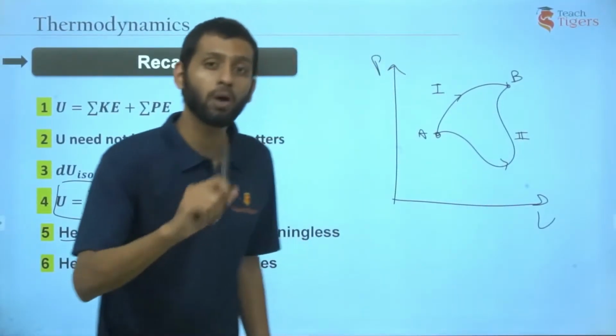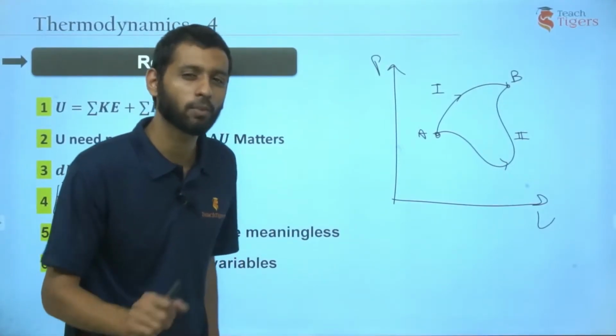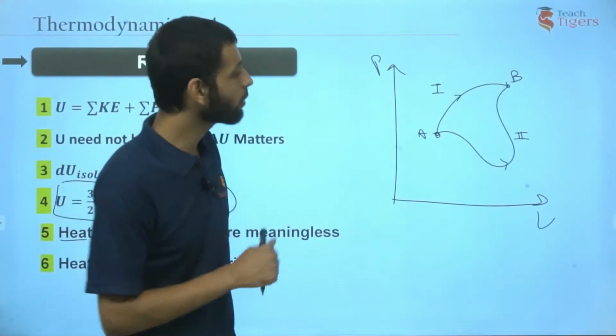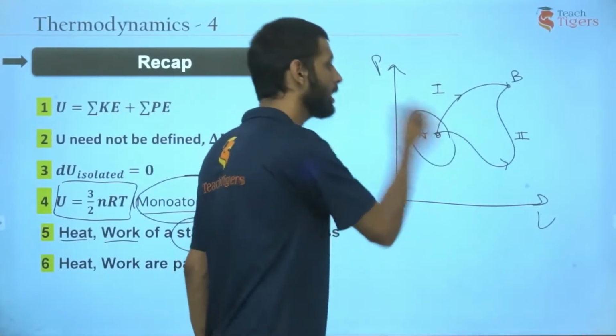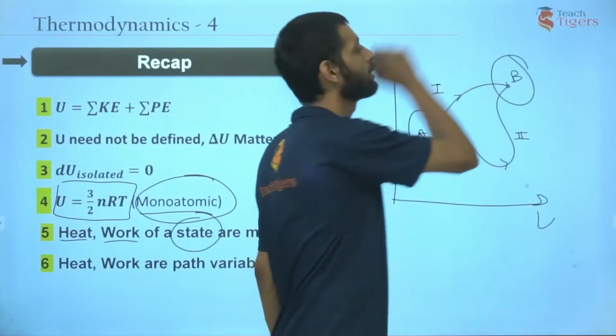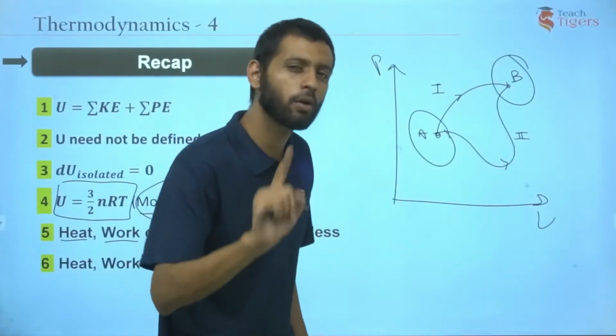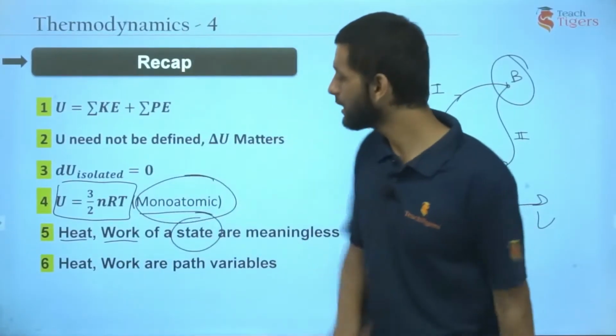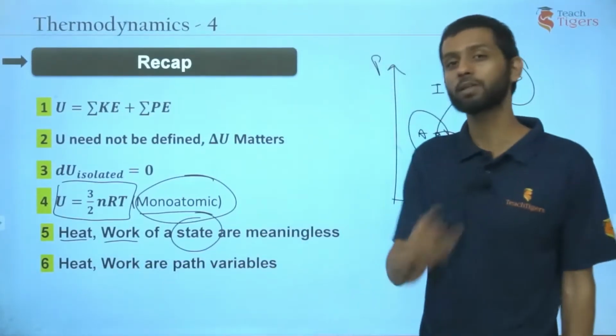I can talk about the work of path 1. I can talk about the work of path 2. But I can't talk about heat and work of state A. I can't talk about heat and work of state B. Heat and work are related to path, not to state, right? Heat and work are path variables, they're not state variables.